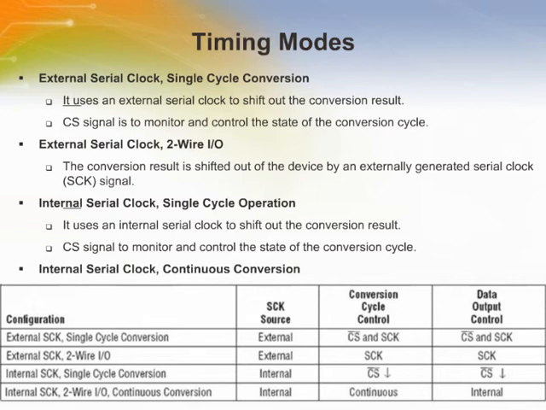The LTC2440's 2-wire, 3-wire, or 4-wire interface is SPI and microwire compatible. This interface offers several flexible modes of operation. These include internal and external serial clock, 2-wire or 3-wire I/O, single cycle conversion, and auto start.